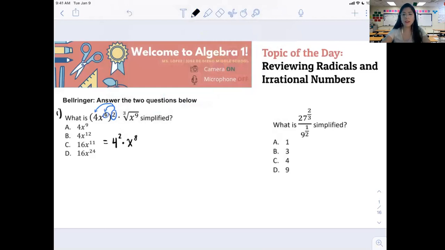Why didn't you multiply 2 by 4? Because it's not a coefficient. I'm not multiplying 4 times 2. I'm bringing it to the second power. That 2 is an exponent. So when you distribute it, you have to keep it as an exponent. Does that make sense? Yeah. Okay.